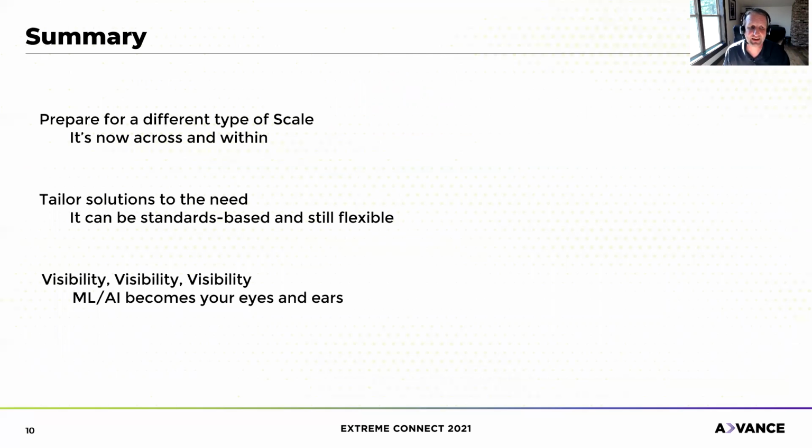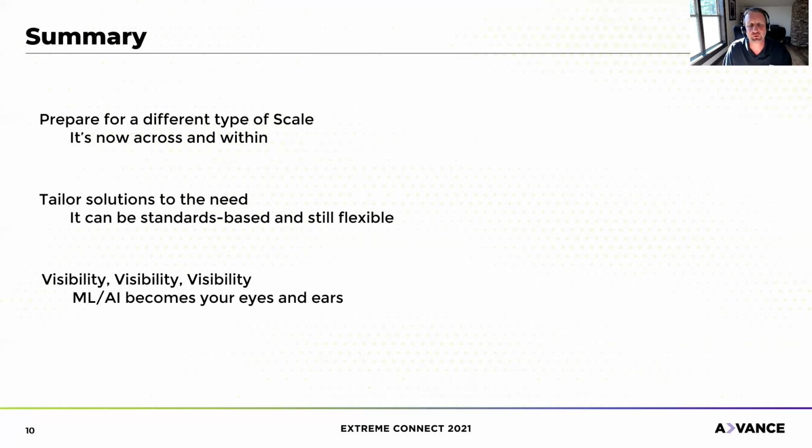We need the ability to tailor solutions to the need. So it can still be standards based, but it has to be flexible. It can't be a one size fits all. It needs to be tailored to fit the needs of the use case. We can no longer afford to just build all these very rigid silos. It needs to be adaptable and flexible. And lastly, as I said, visibility, visibility, visibility. I mean, ML and AI will become your eyes and ears across that entire infrastructure.